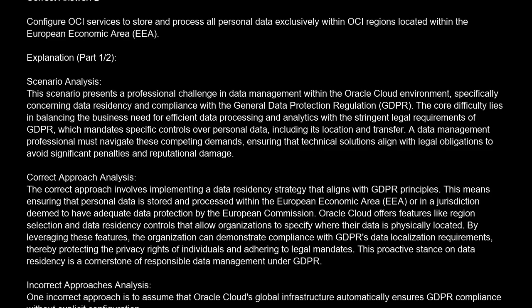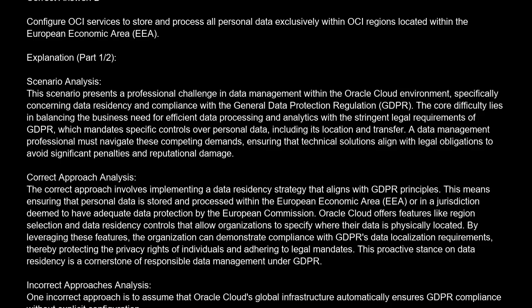The correct answer is D. Configure OCI services to store and process all personal data exclusively within OCI regions located within the European Economic Area, EEA. Explanation. Scenario analysis. This scenario presents a professional challenge in data management within the Oracle Cloud environment, specifically concerning data residency and compliance with the General Data Protection Regulation, GDPR. The core difficulty lies in balancing the business need for efficient data processing and analytics with the stringent legal requirements of GDPR, which mandates specific controls over personal data, including its location and transfer.